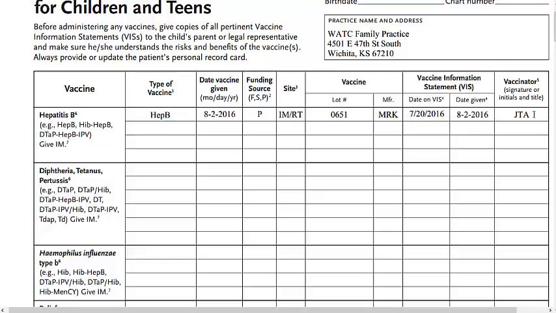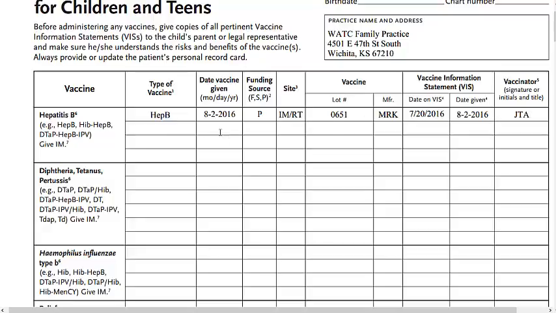The last one is the signature or initials and title of the person who administered the vaccination. Due to the limited space, we just need to put our initials here, and then medical records will keep a listing of everybody's initials with their signatures and their credentials listed.